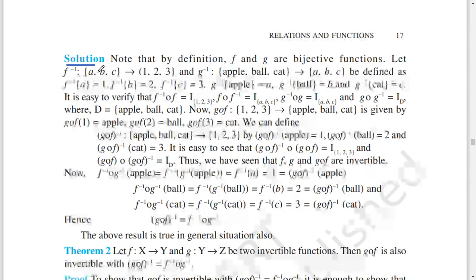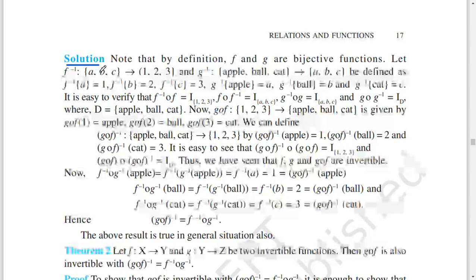Solution. Note that by definition f and g are bijective functions. Let f inverse: {a, b, c} → {1, 2, 3} and g inverse: {apple, ball, cat} → {a, b, c} be defined as f inverse(a) = 1, f inverse(b) = 2, f inverse(c) = 3, g inverse(apple) = a, g inverse(ball) = b, and g inverse(cat) = c.